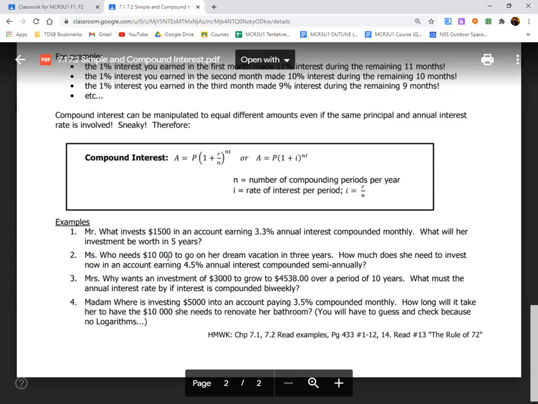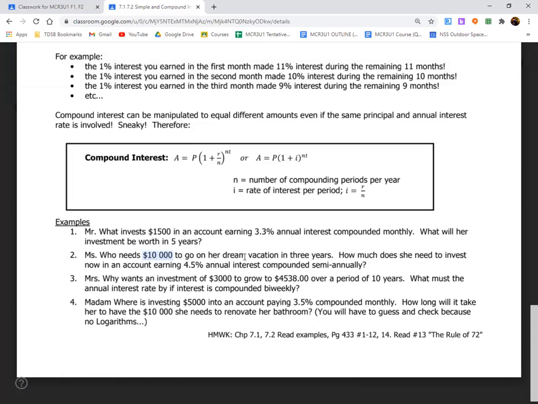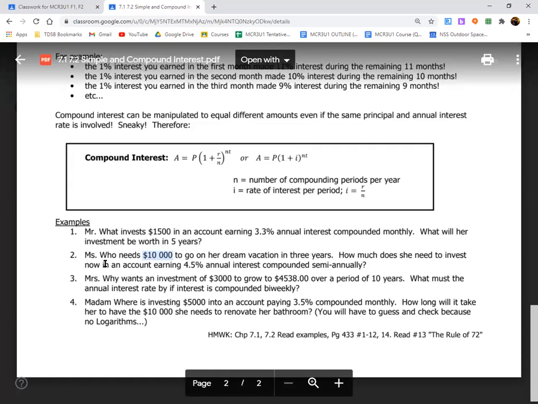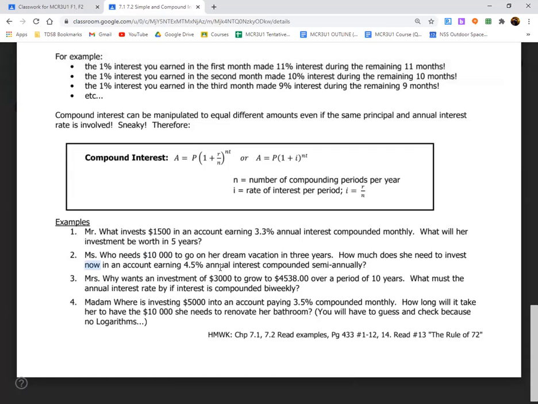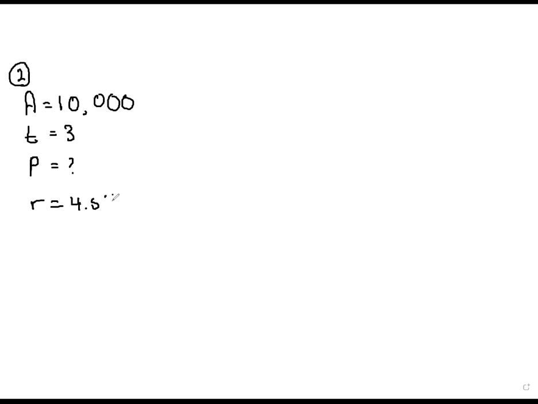Miss Who needs $10,000. That's not the principal. I need $10,000 to go on her dream vacation in 3 years. How much does she need to invest now in an account earning 4.5% annual interest compounded semi-annually? If you didn't recognize it already, question 2 gives me the total amount that I need at the end, and the amount of time right away, after 3 years. I need this money after 3 years. How much do I need to invest now? So the principal is unknown, the bank account is going to give me 4.5%, which is 0.045, and I am compounding semi-annually, every half year, so twice a year.